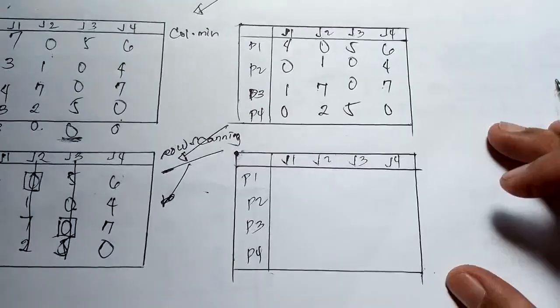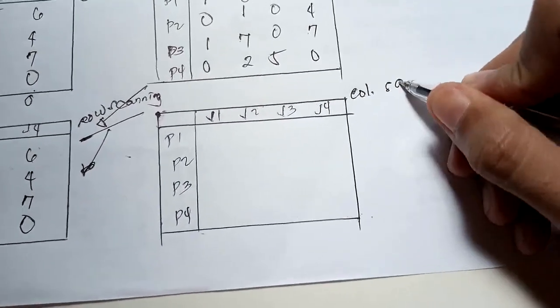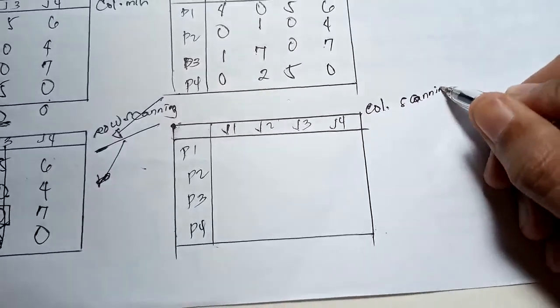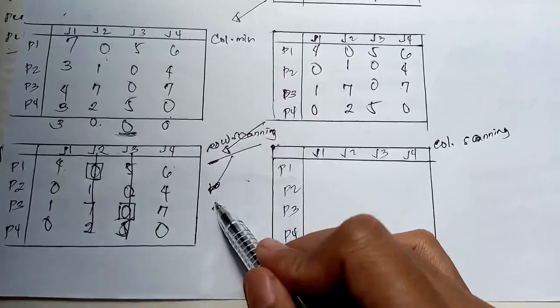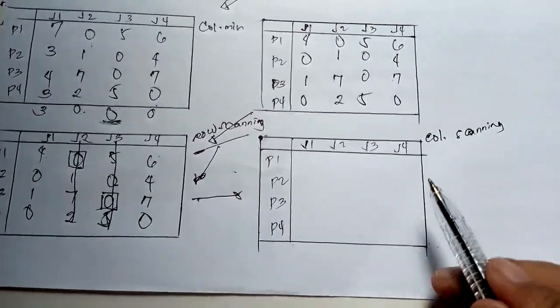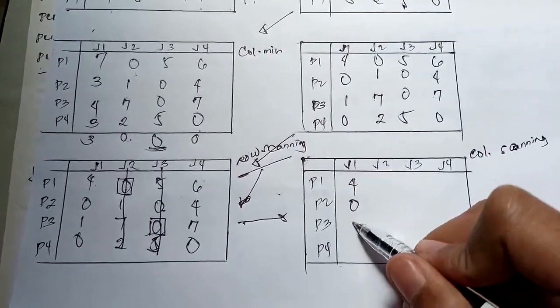So we now have the row scanning result. And then next, the last step here is what we call the column scanning. All we have to do here is copy the result of the row scanning into the column table. So let's copy here the result of the row scanning.